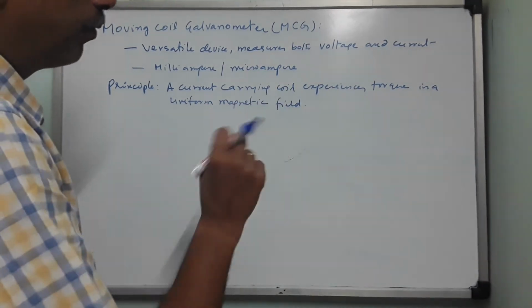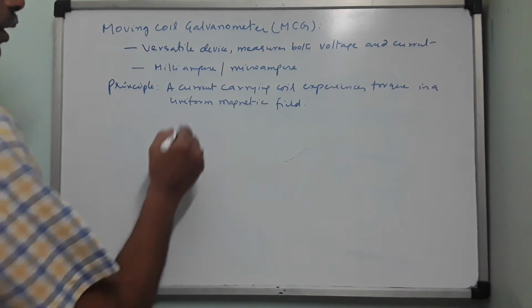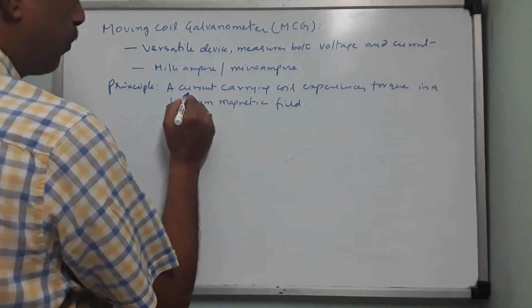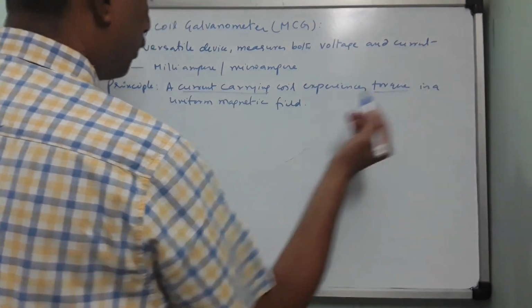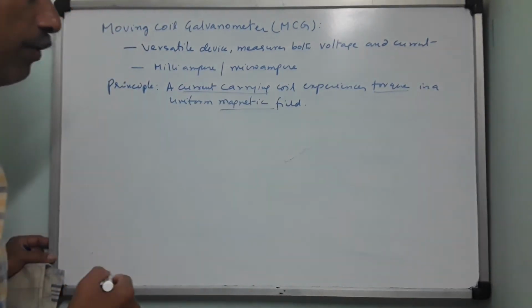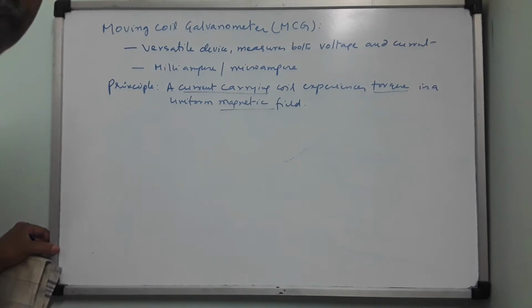This is very abstract, children. Everything should appear in the statement: a current carrying coil experiences torque when placed in a uniform magnetic field. All three are covered. Okay, right.